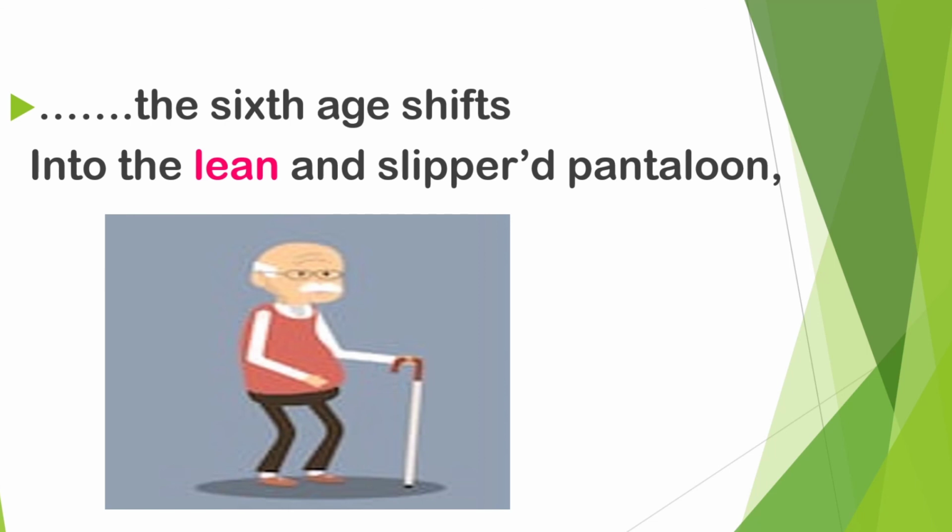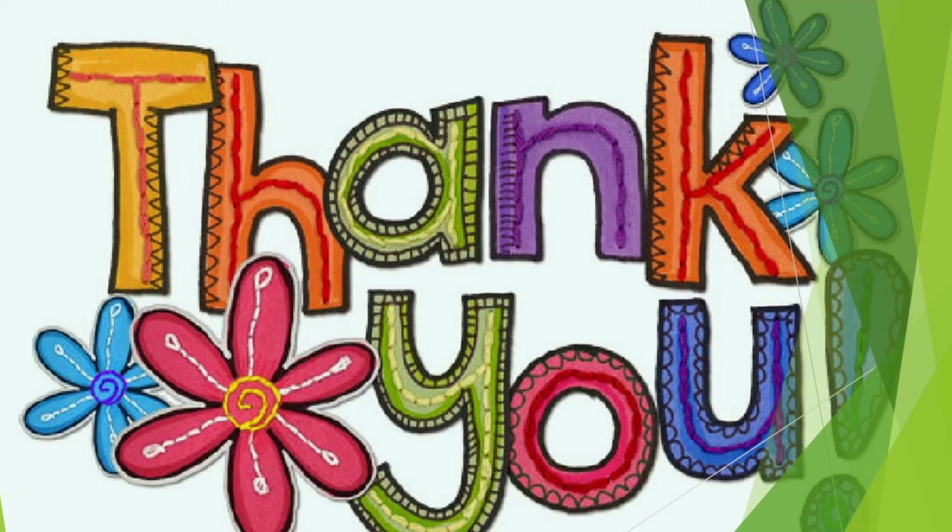And the adjective used there, lean, doesn't actually refer to pantaloon. Pantaloon or pants doesn't become lean. It is the man who becomes lean. And again here the poet has transferred the adjective to pantaloon, which is actually meant to describe the man. The man is lean, not the pantaloons. So this is an example for transferred epithet.